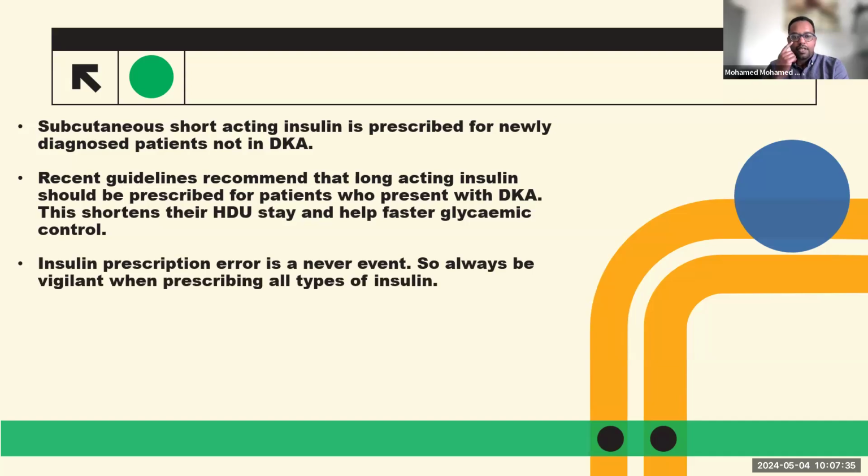Insulin prescription error is a never event. I don't know if you've been through this, but if a doctor prescribes insulin and it turns out to be the wrong dose or the wrong form or even the wrong route, a Datix generates automatically in the hospital and education comes along. So please be vigilant and careful whenever you prescribe insulin. And if you are in doubt, just go to someone who knows.